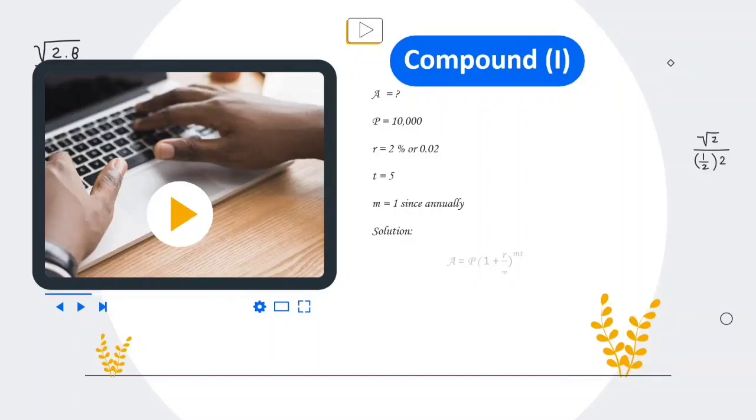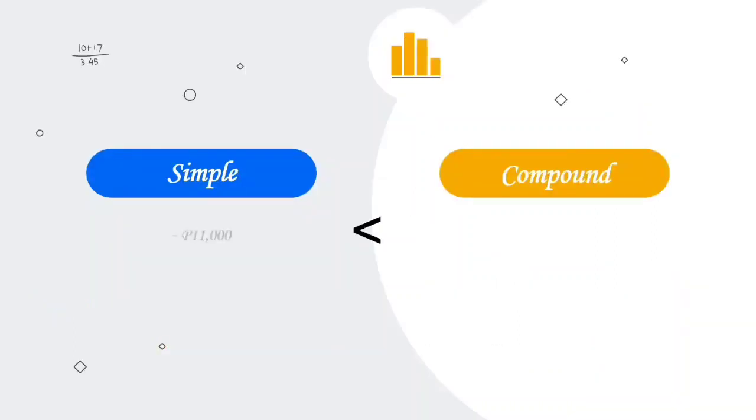Now given the formula for A, which is P, open parenthesis 1 plus R divided by M, close parenthesis, raised to M times T, substituting all the values. So that's A is equal to 10,000, open parenthesis 1 plus 0.02 divided by 1, close parenthesis, then raised to the power of 1 times 5. Now you may use your calculator. So the value after 5 years will be 11,040 pesos and 81 cents.